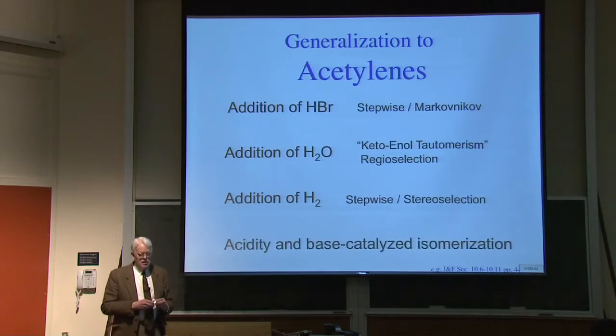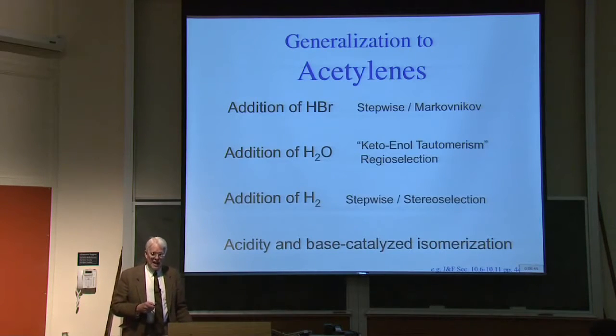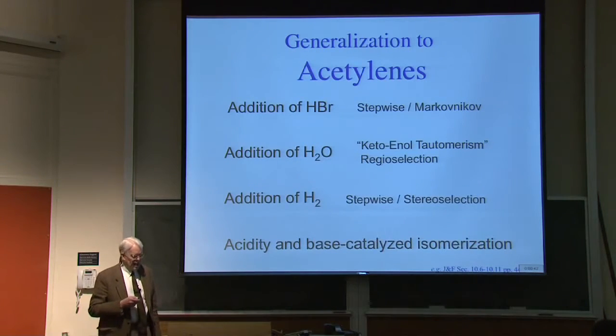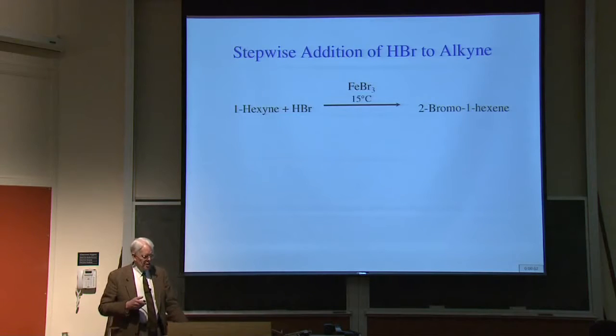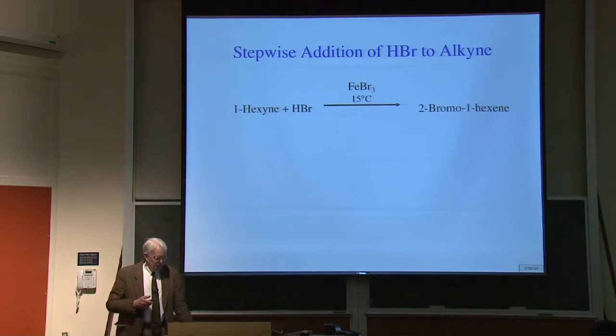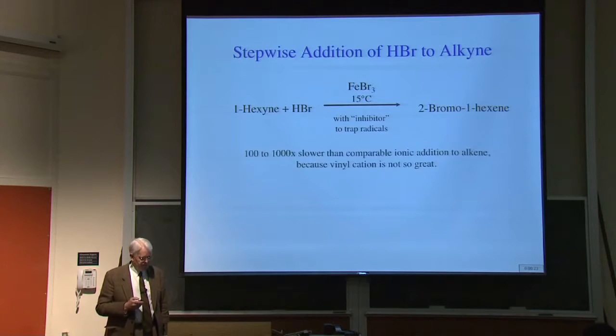And finally, some stuff about acidity and base catalyzed isomerization of acetylenes, which you'll see are much more acidic than alkenes are. Okay, first, we talked about this already, but just to go over it quickly once again. It's possible to add HBr to a triple bond, like 1-hexyne, and you can use a catalyst that helps make the HBr more acidic, and you can get a single addition to give a hexene, 2-bromo-1-hexene. And you often use an inhibitor so that you don't get free radical addition of HBr.